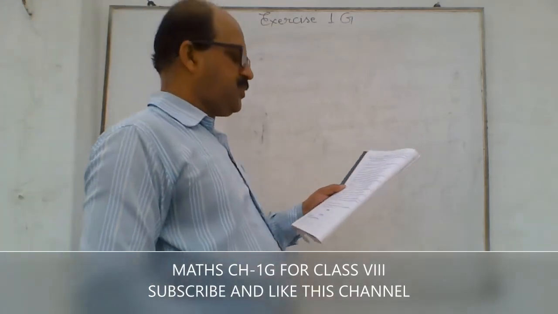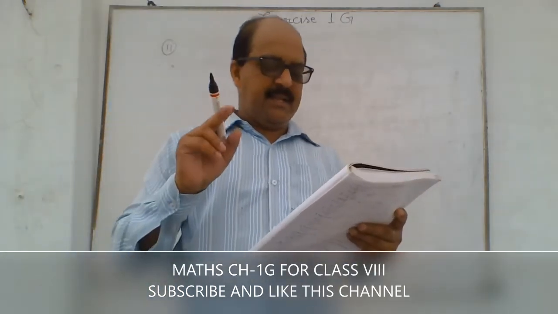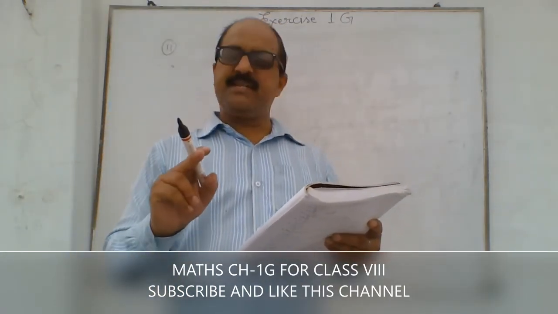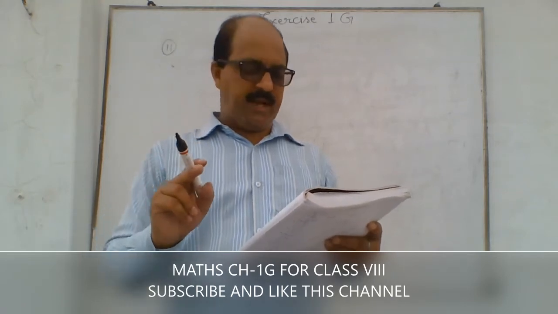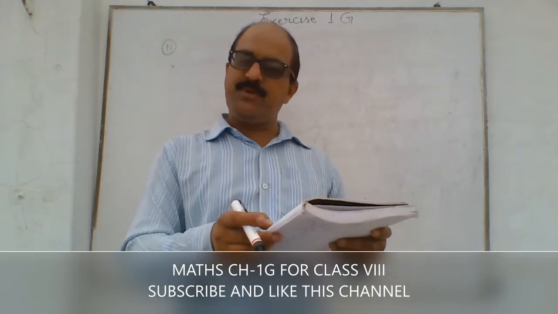The cost of 3 whole 1 by 2 meters of cloth is rupees 166 whole 1 by 4. What is the cost of 1 meter of cloth? Here we have to divide.